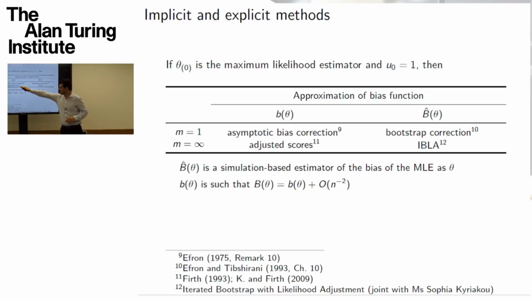If you iterate to infinity with the approximate bias, you get this adjusted scores approach that I will show you later in the meta-analytic context. And if you iterate with an estimator of the function, you get what we call iterated bootstrap with likelihood adjustment. This is current work with one of my PhD students, Ms. Sofia Kyriakou, and it's pretty good for complex models, especially when you don't have a tractable likelihood. You can use that to carry out bias corrections. So let's focus on the adjusted scores for a sec.